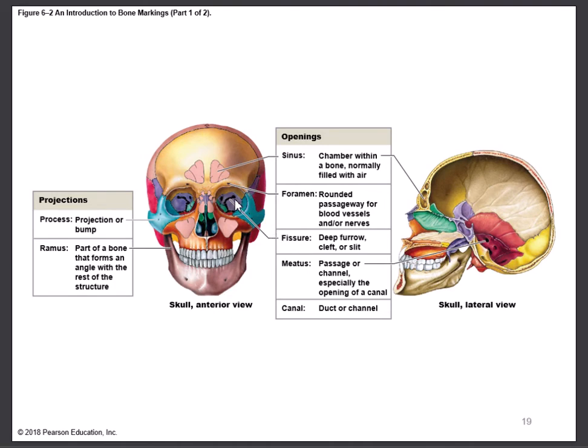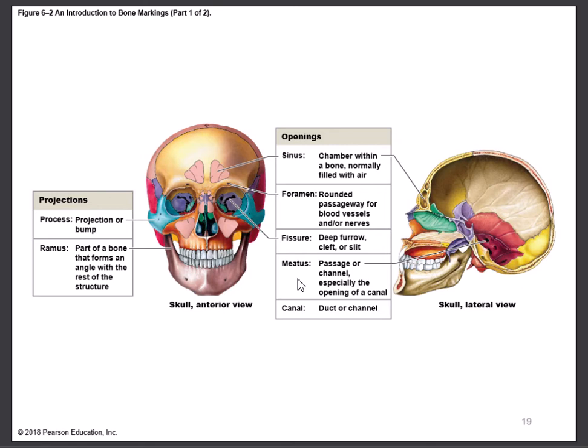Here, this is a great picture. There's a slit-like opening in this bone here. This is called the superior orbital fissure. The reason we don't say foramen is that a foramen is usually round. A fissure is going to be more slit-like.